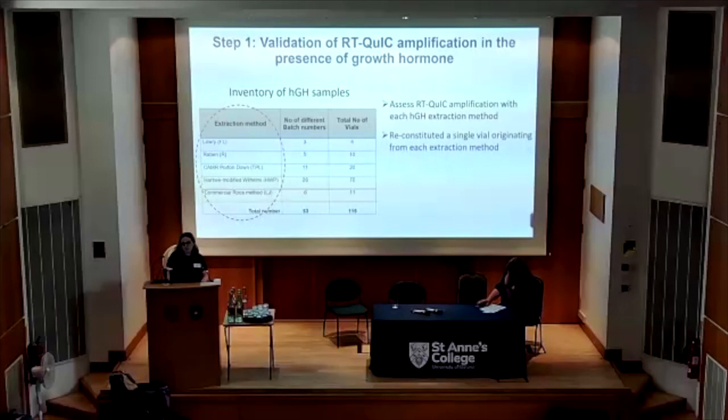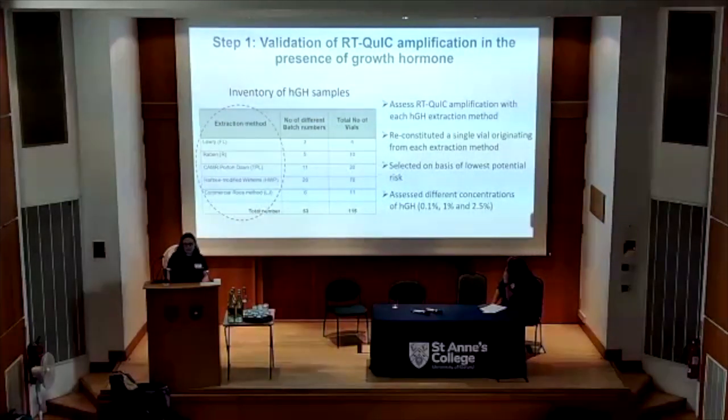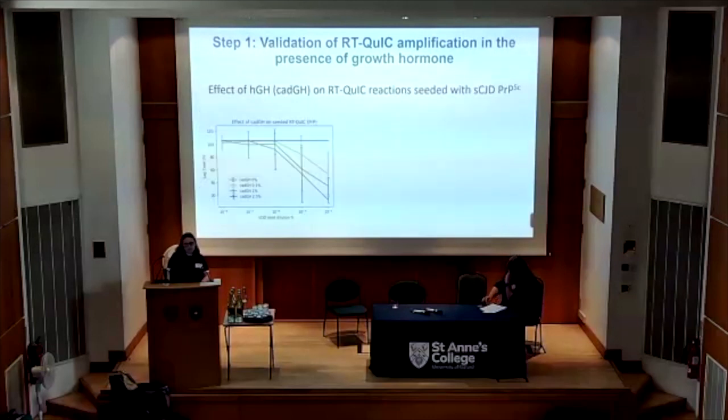So we did this, we reconstituted a single vial. The growth hormone is a powder that we need to add a saline solution to, which we call reconstituting it, originating from each method. And we did this by trying as best we could to select on the basis of lowest potential risk of contamination. And we assessed different concentrations to see if there was a concentration effect. Now, because we know there was one preparation that was most implicated, we have also taken the decision to look at this anonymised.